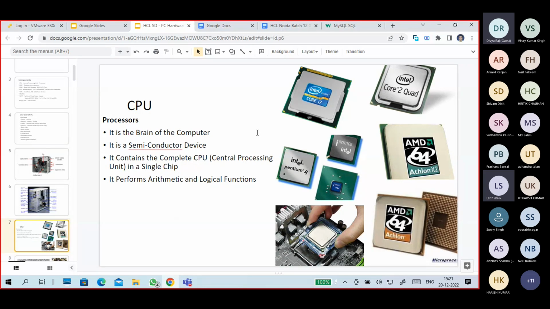Guys, this is the CPU. Yeah, tell me. Sir, can we check battery life using a command? I think there is a command, not for battery checking, just a battery status we can check with a command, but I forget that one.